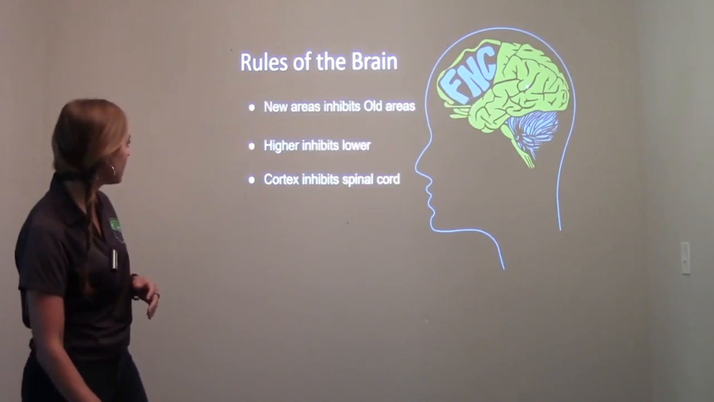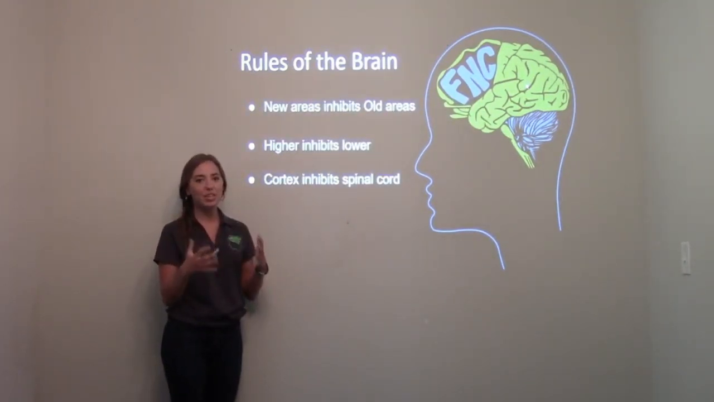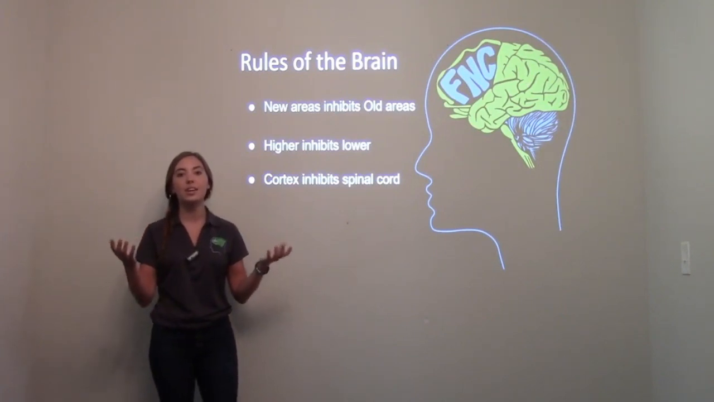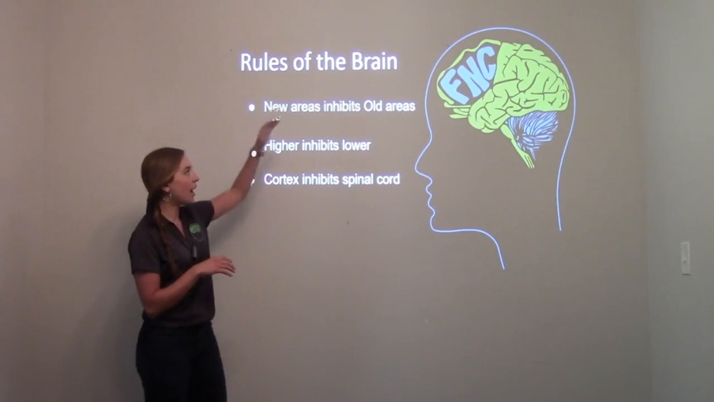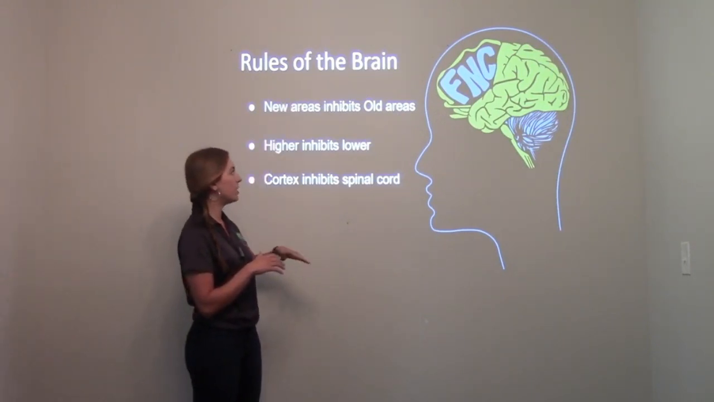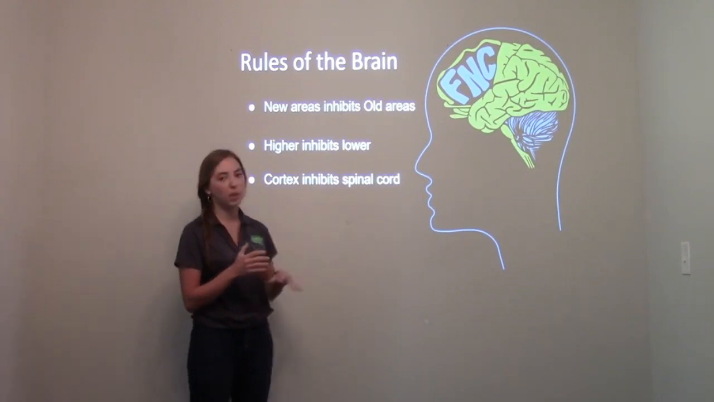So why does this matter? New areas, like I was just saying with that inhibition, have the ability to inhibit older areas of the brain, as well as higher areas of the brain have the ability to inhibit lower areas of the brain. So our cortex can inhibit our spinal cord.